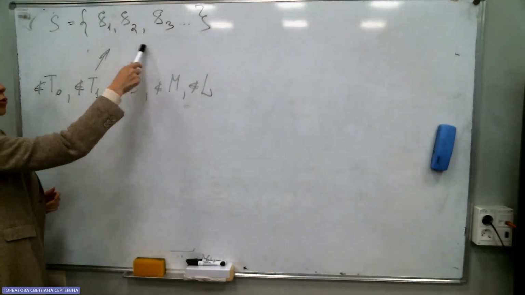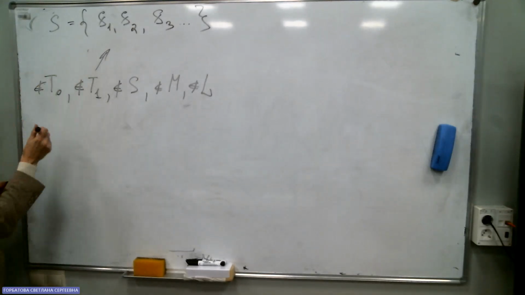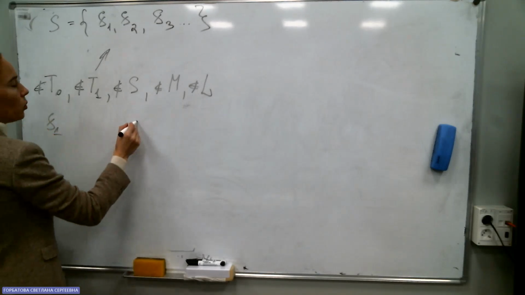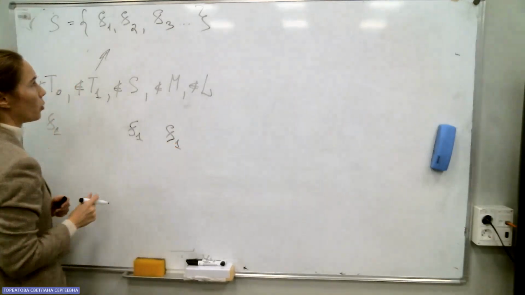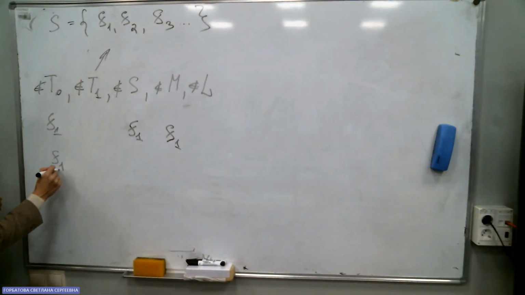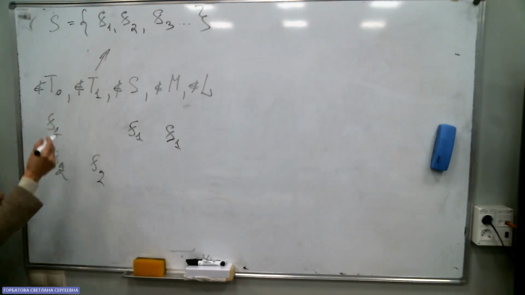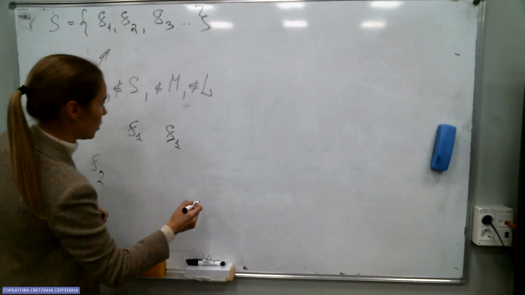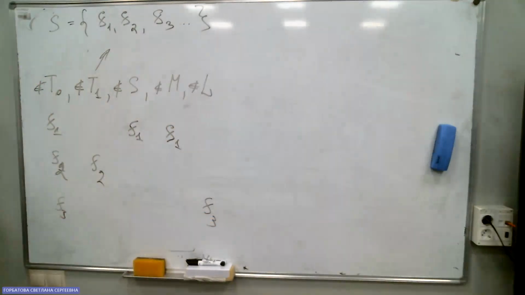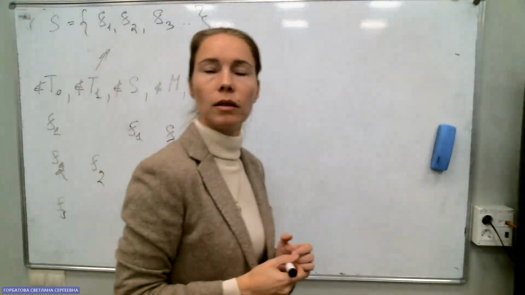So for each class, we need to find a function which doesn't belong to this particular class. For example, F1 doesn't belong to T0, doesn't belong to self-dual, and doesn't belong to monotonic. F2 doesn't belong to T0 and doesn't belong to T1, and F3, for example, doesn't belong to T0 and doesn't belong to the linear class. Then these 3 functions together don't belong to each of the 5 classes. Okay, clear? Yes.